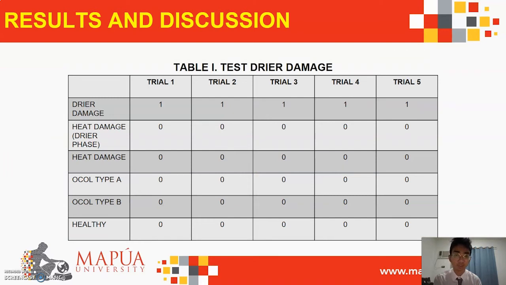So for table 1, we tested dryer damage. We have 5 trials and 6 different categories. So for this test, for dryer damage, for trial 1, we got correct. Trial 2, correct. Trial 3, correct. Trial 4, correct. And trial 5, correct.